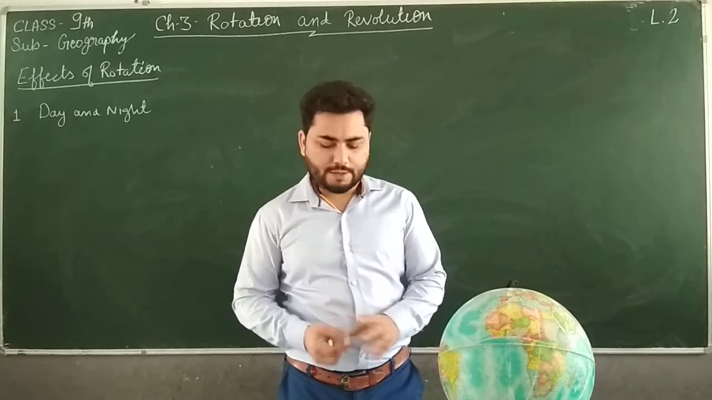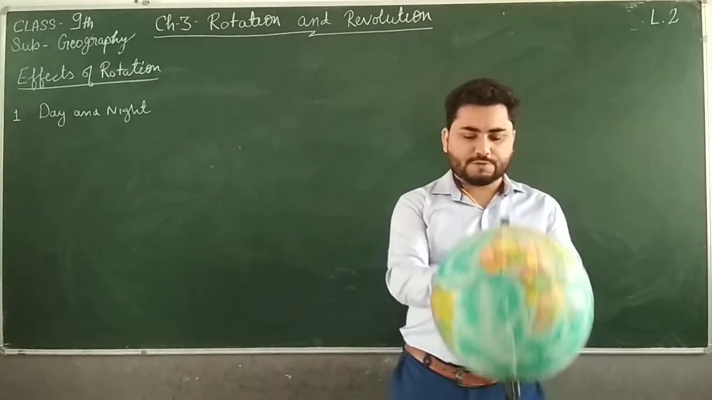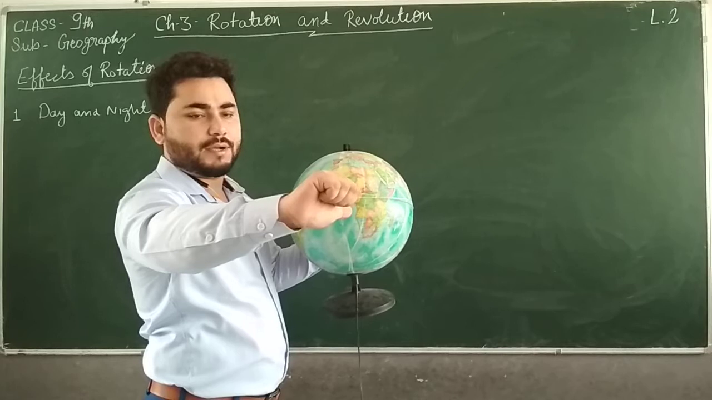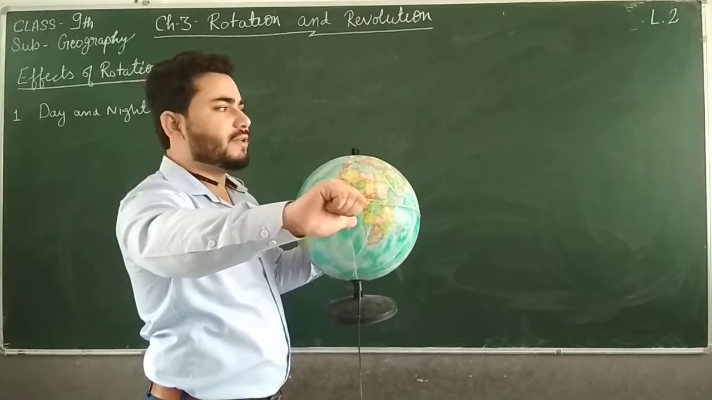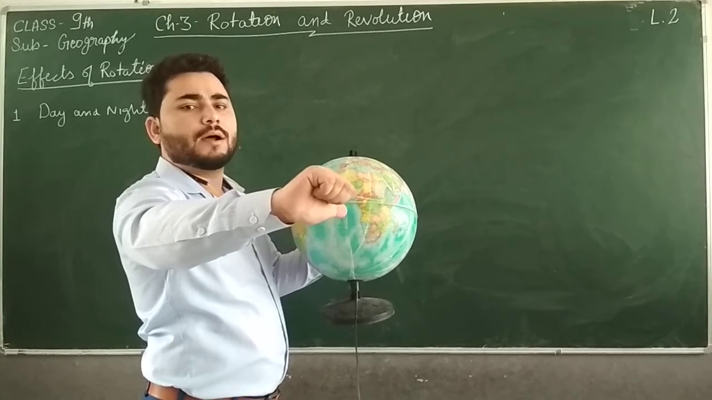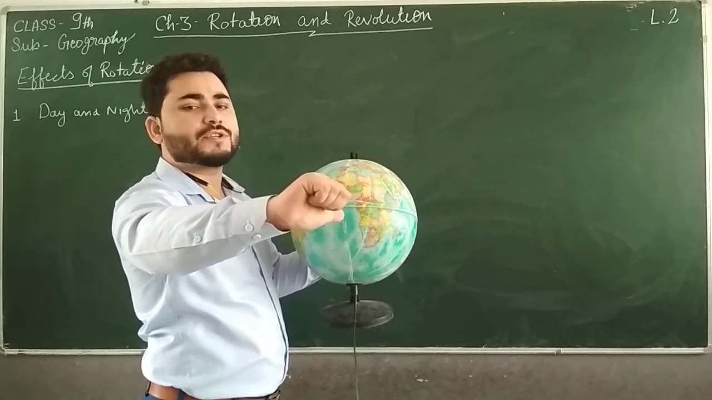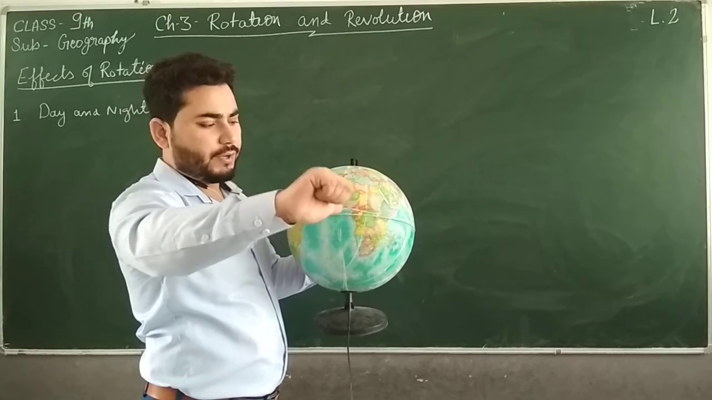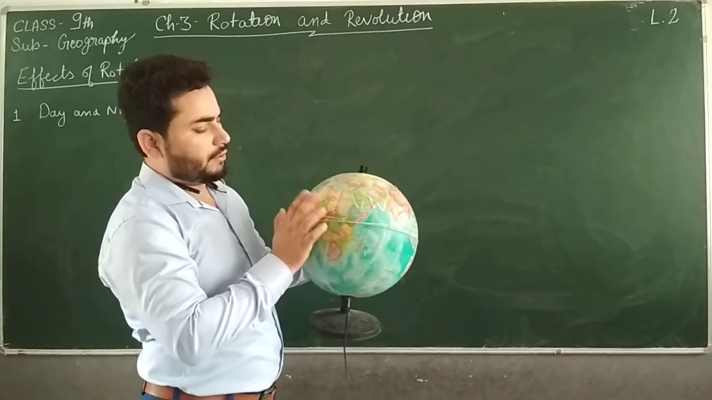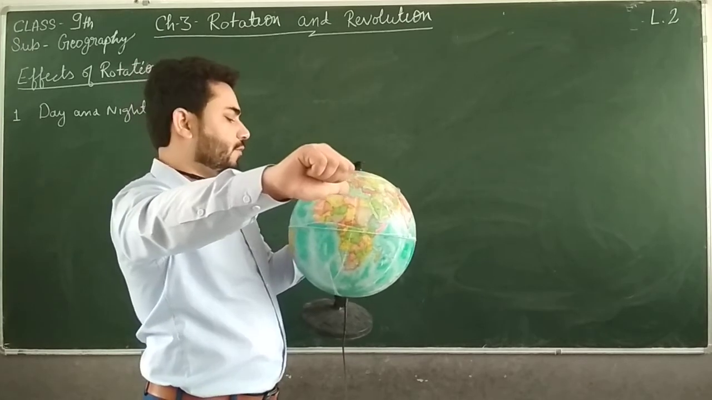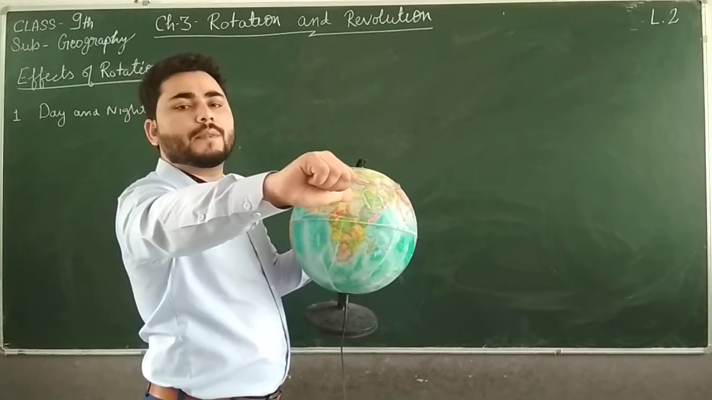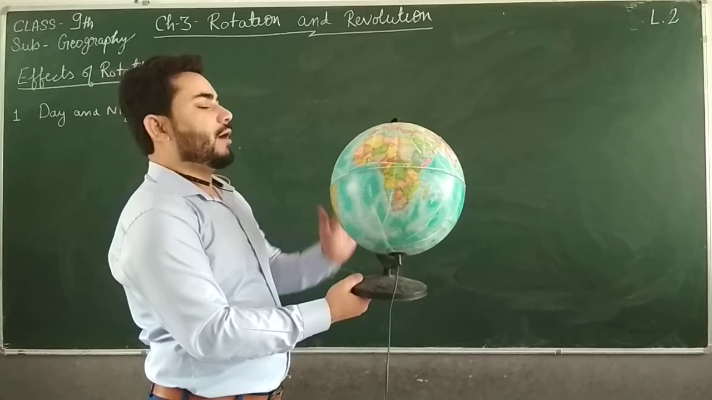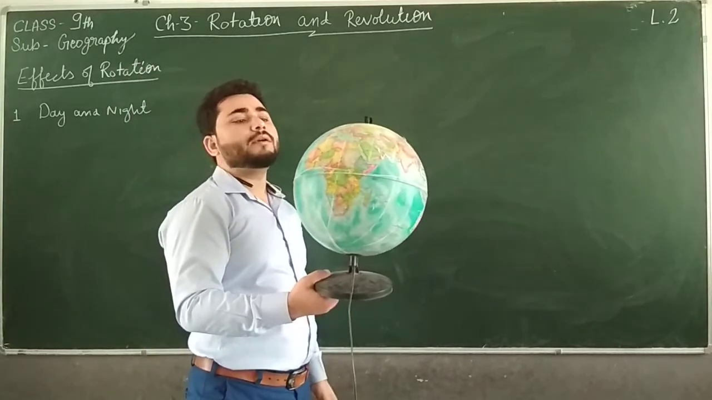So how do day and night take place? Suppose this is the earth, and from here is the position of the sun. The part which will be facing the sun will experience day, and the part which is not facing the sun will experience night. So this one part, Europe, Africa, will be facing day, and the back part, which is behind America, will be in dark.